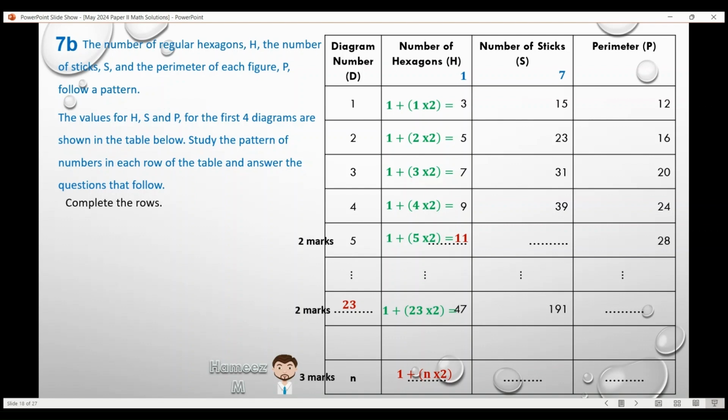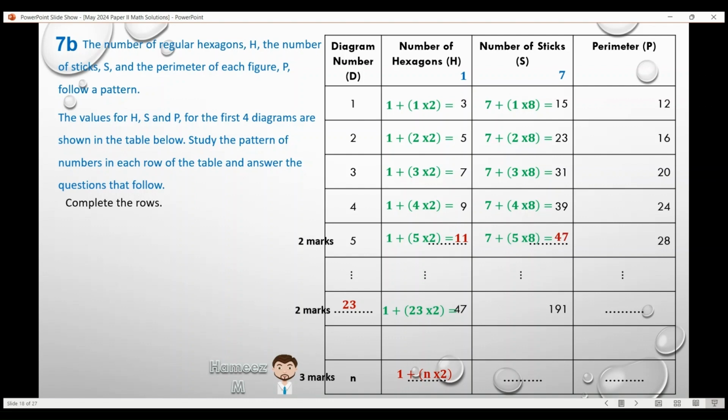So how do we develop the others? We can see for the first diagram, it'll be 7 plus 1 set of 8. And then 7 plus 2 sets of 8. 7 and 16 is 23. 7 plus 3 sets of 8. 7 and 24 is 31. And we're seeing a pattern developing in the fourth one, 7 plus 4 sets of 8. So by the fifth one, it'll be 7 plus 5 sets of 8. 5 eights are 40, and 7 is 47.